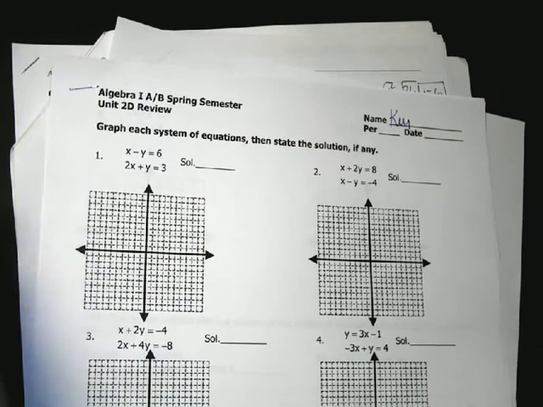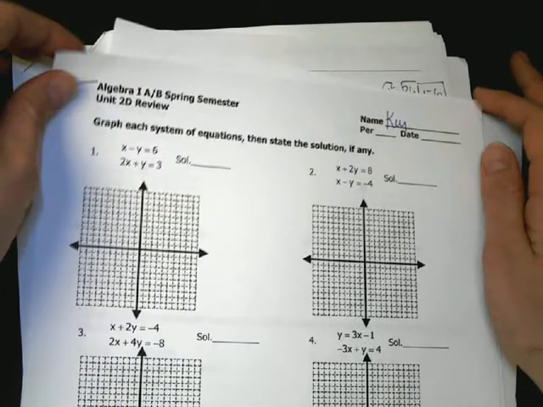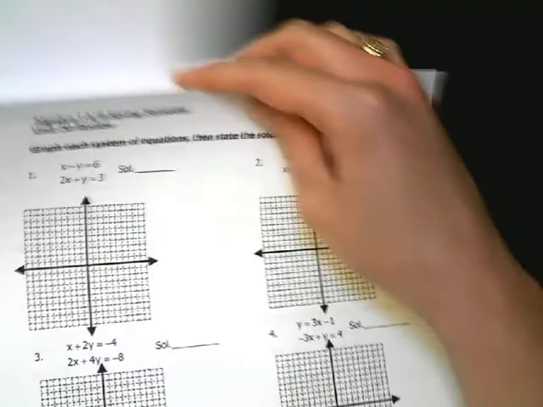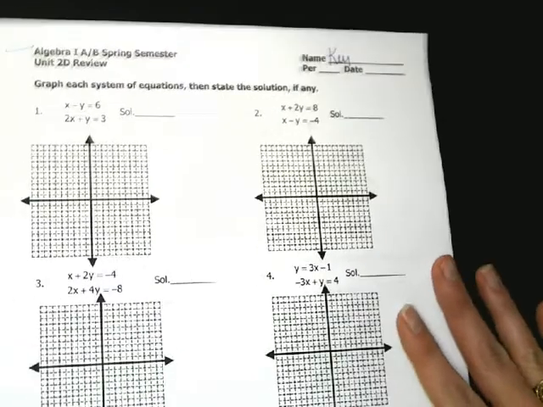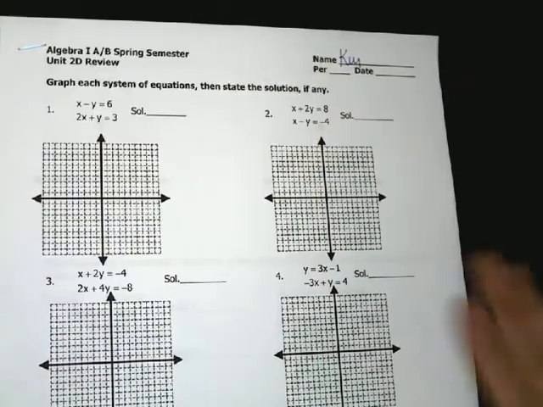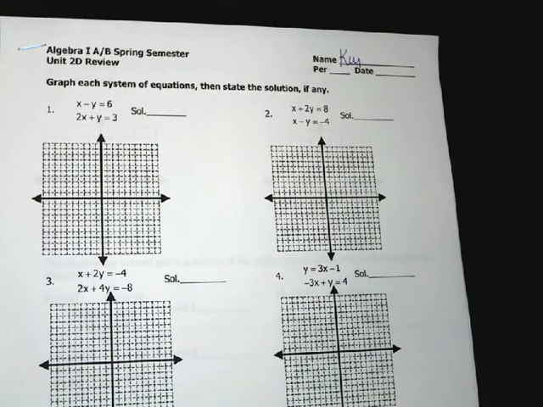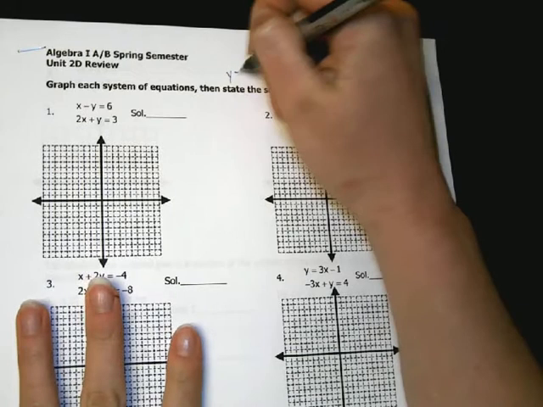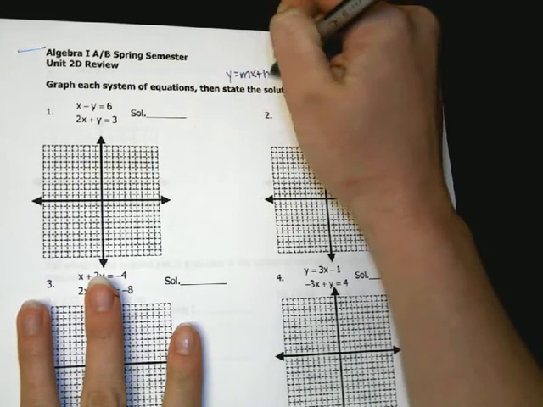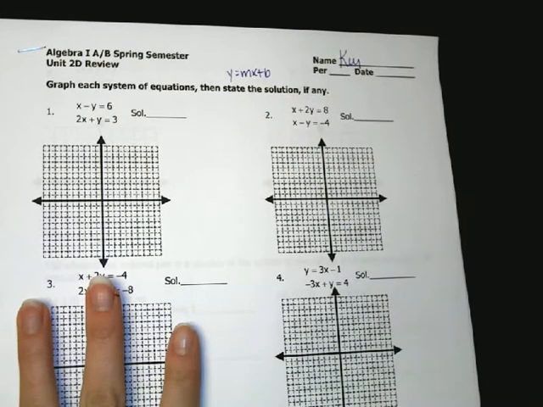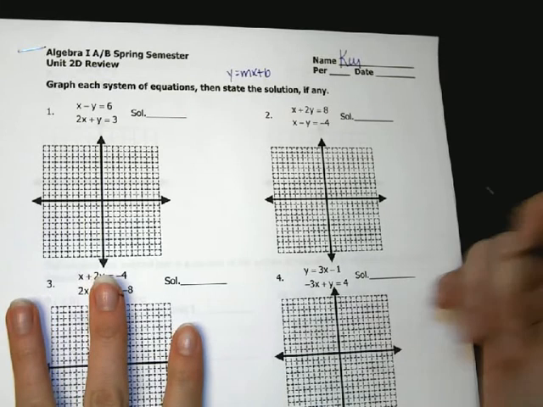Alright guys, this is Unit 2D review. I'm going to do evens here starting on page 1. It says graph each system of equations, then state the solution if any. So we know that if we're graphing here, the first thing we want to do is make sure we get everything into y equals mx plus b form, so that we can start at the y-intercept and then use the slope to show us direction.